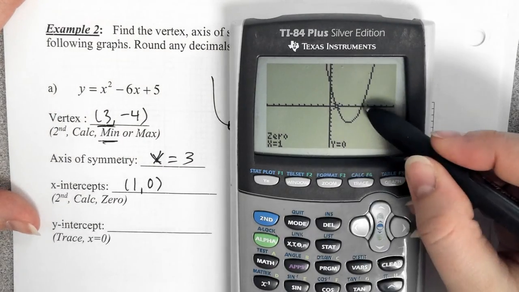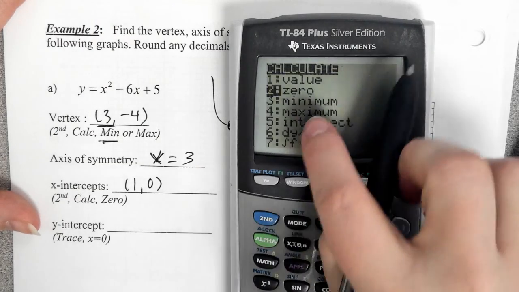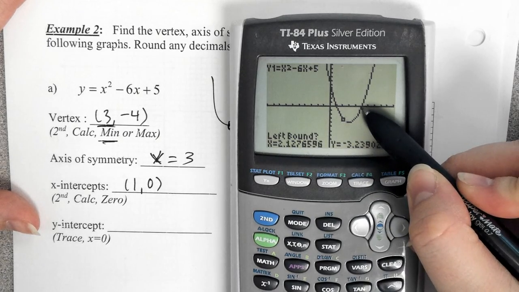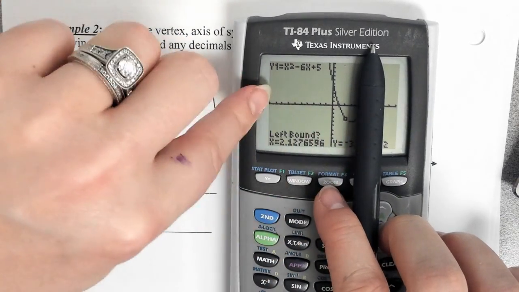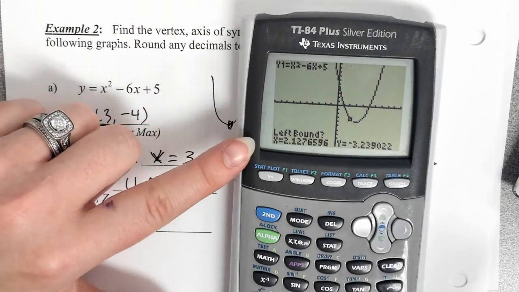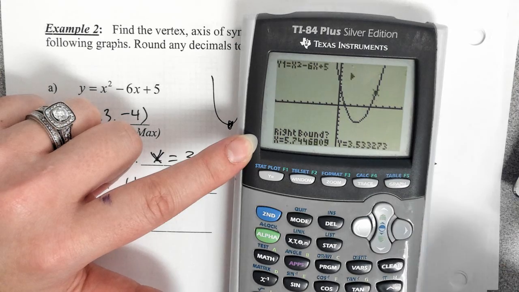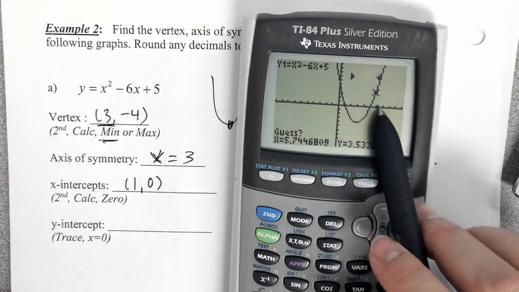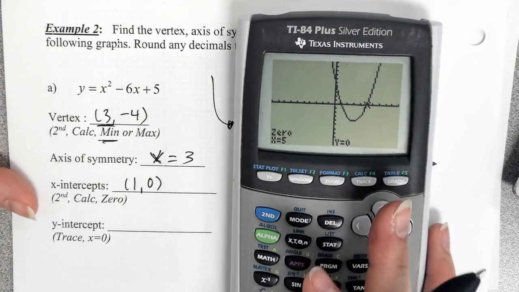I'm going to repeat this process, but over here to find this x-intercept. So hit second calc, 0. Okay, here's the point I'm trying to find. Things to the left are further on this side. So anywhere further to the left of that location is a fine left boundary. I'm going to scroll to the right. Anywhere on this side is a fine right boundary. And I find my 0 at 5, 0.